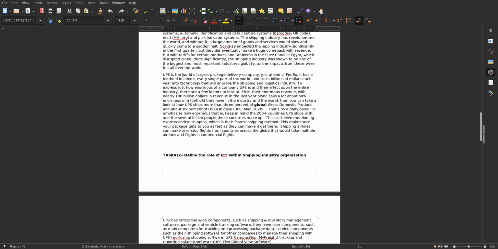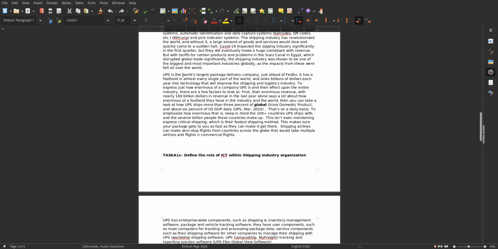To express just how enormous the company UPS is and their effect on the entire industry, there are a few factors to take a look at. First, their enormous revenue with nearly $100 billion in revenue in the last year alone. It's a lot about how enormous of a foothold they have in that industry and the world. Then you take a look at how UPS ships more than 3% of the global gross domestic product and about 6% of U.S. gross domestic product on a daily basis. That's daily. I got this information from UPS's website directly.